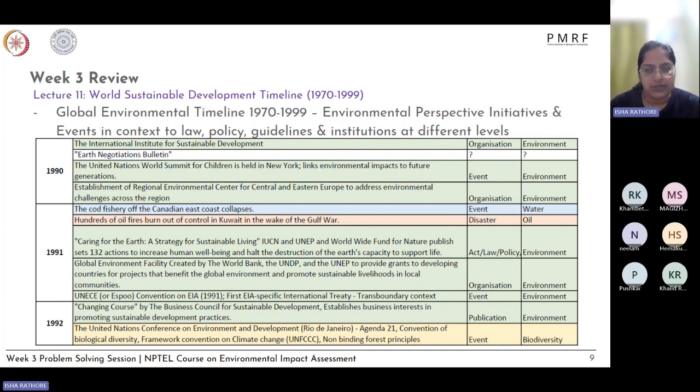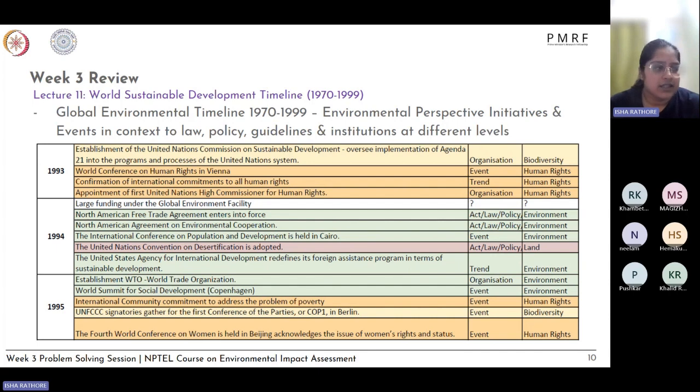So these are non-binding forest principles. Again, they are discussed much further in detail in lecture 11. In 1993, we had the establishment of the United Nations Commission on Sustainable Development, which oversees the implementation of Agenda 21. We also had the World Conference on Human Rights, which happened in Vienna. Then we had the appointment of the first United Nations High Commissioner for Human Rights. So that is how you see human rights come into the picture in 1993.